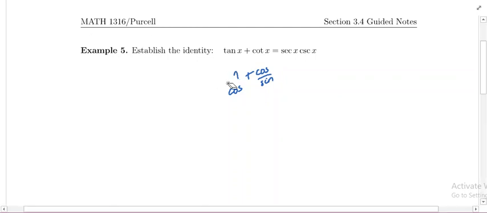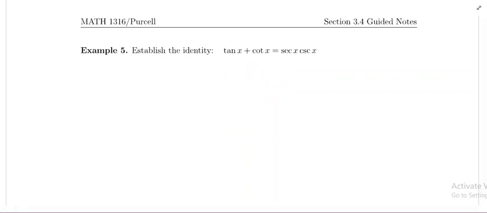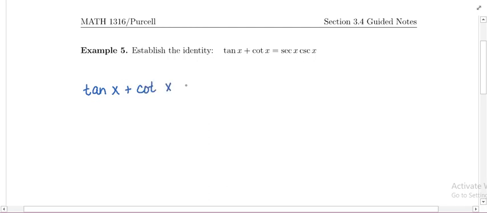I am going to start with the left side of this identity and then use the fundamental trigonometric identities and some algebraic manipulation, and I'm going to try to get to the right side. All right, so let's start. I'm going to write down the left side. So we've got the tangent of x plus the cotangent of x.